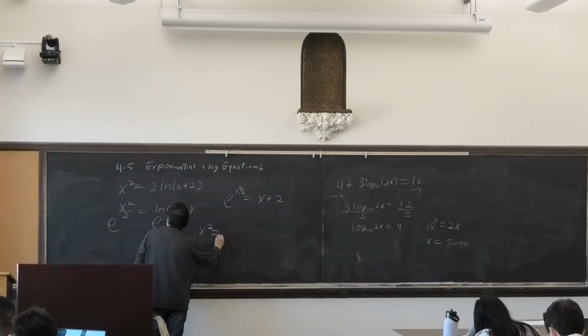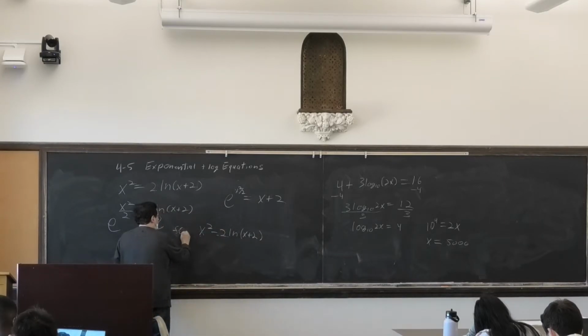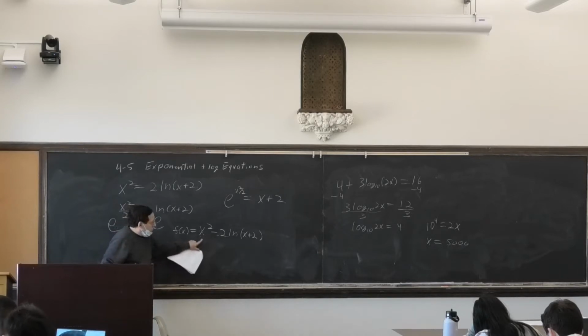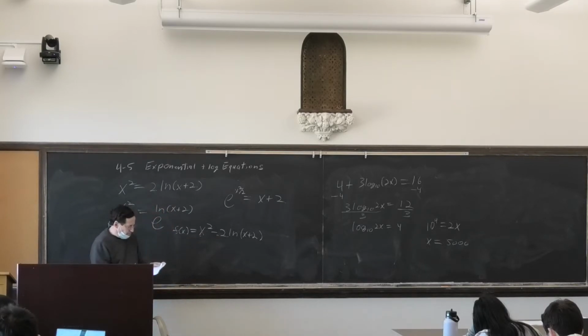x squared equals x squared minus 2x plus 2. You can enter this as some function, and you can look for the 0, because wherever there's a 0, you're going to have a solution.